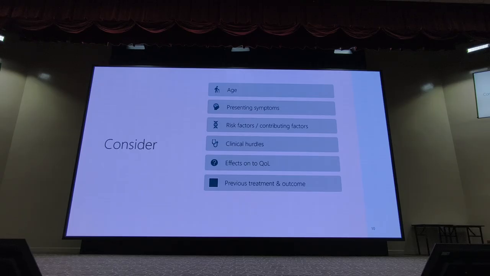I don't put there comorbidities. It's not just about comorbidities that will affect your plan of management. That's why I put there clinical hurdles. And again, pelvic organ prolapse is not something that, if you don't treat, she will die, unless secondary complications happen. It's more about quality of life.